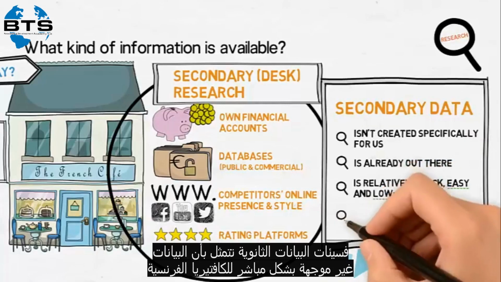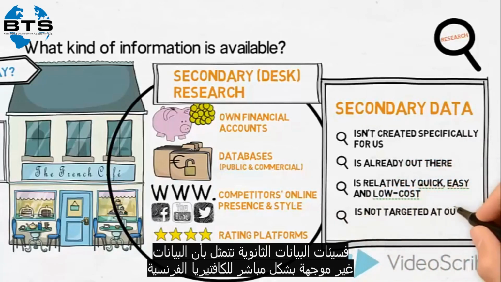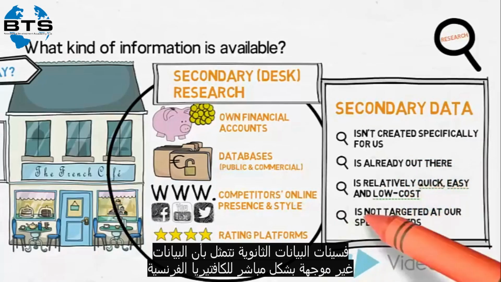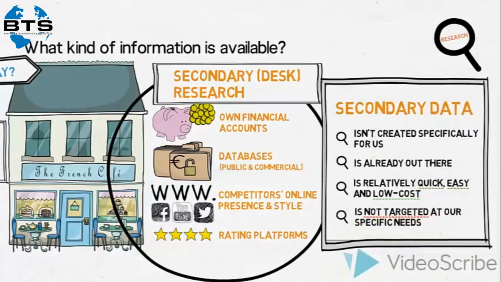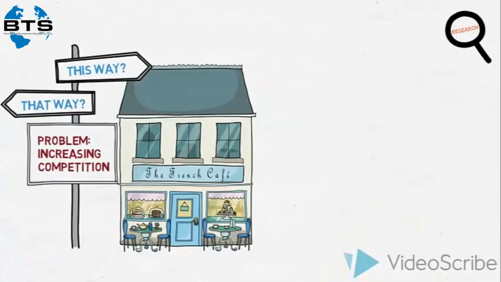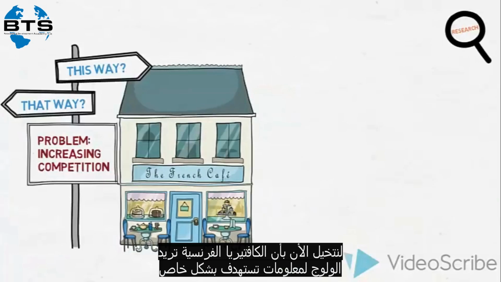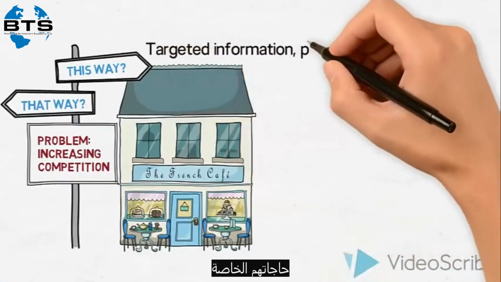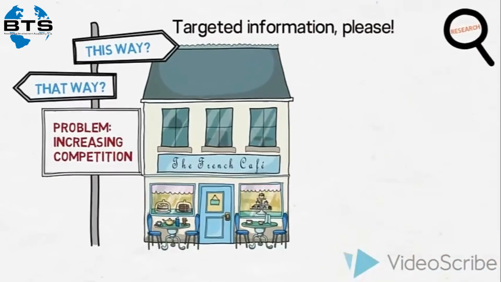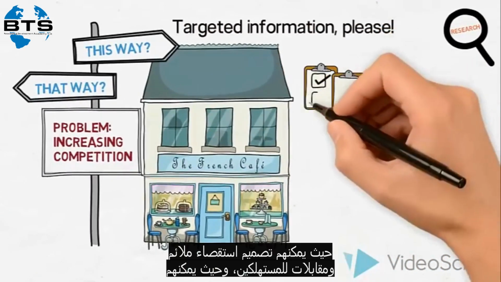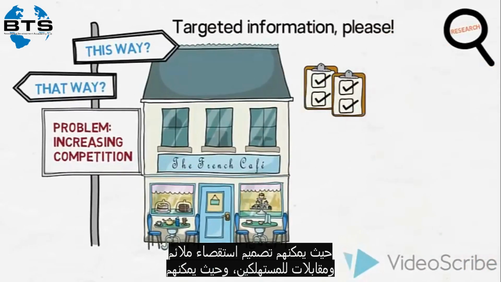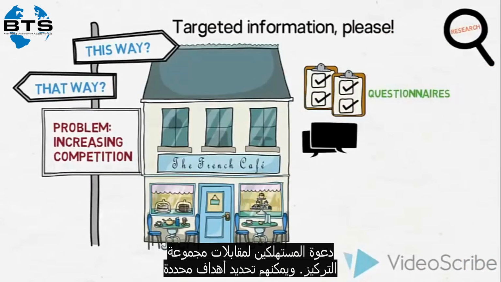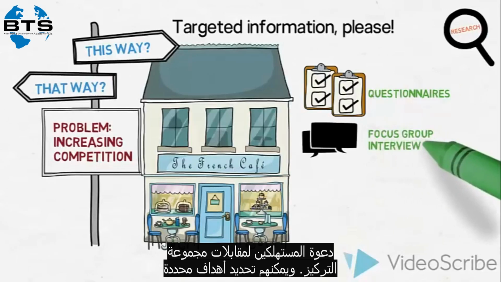However, the disadvantage of secondary data is that the information is not targeted directly at the French Cafe's specific information needs. Now let us imagine that the French Cafe would like to obtain some information which is targeted specifically at their own information needs. They could design a suitable questionnaire and interview customers. They could invite customers for a focus group interview.